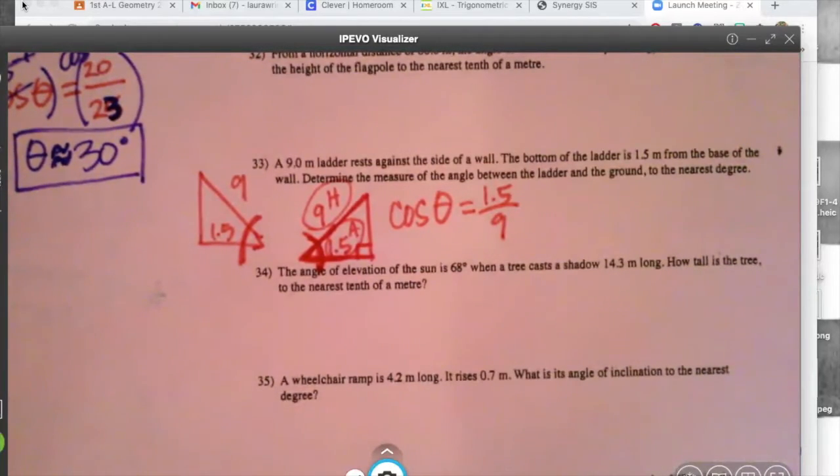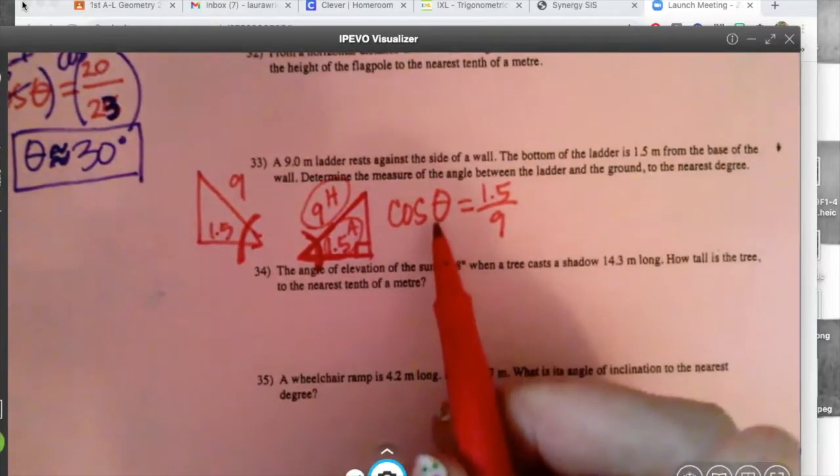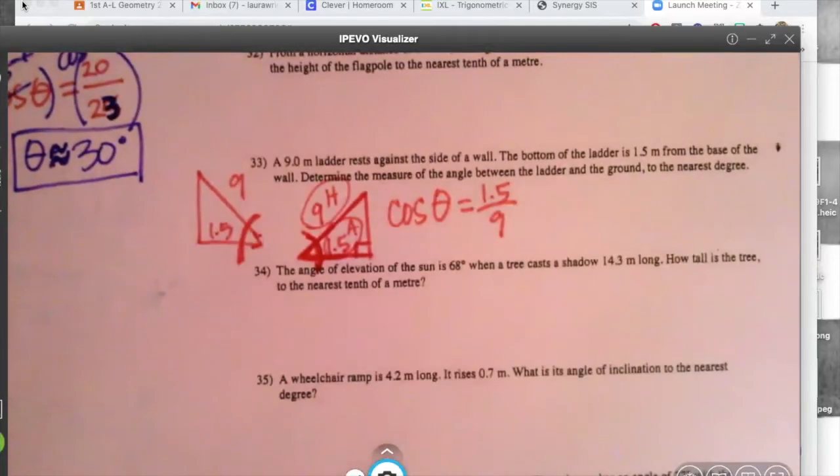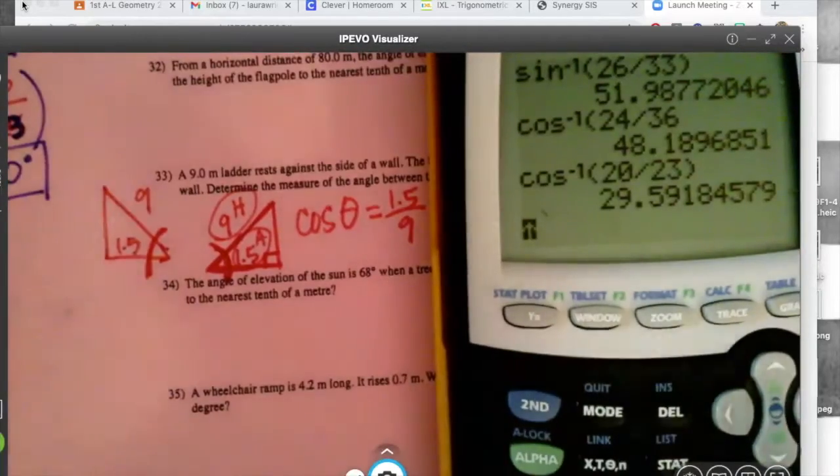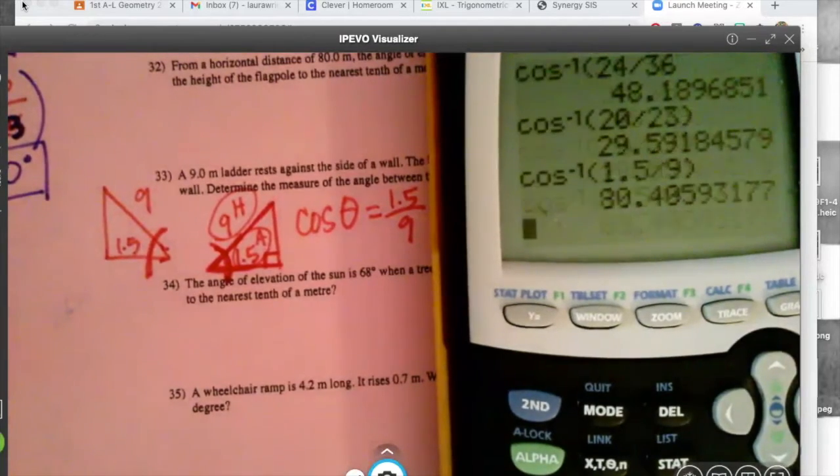Now, is this one where we multiply or is this one where we type it in? Good, just type it in. Whenever you're solving for the angle, you just type it in. So you're going to do the inverse cosine, 1.5 over 9. You don't even have to simplify that fraction. So it's about an 80-degree angle.